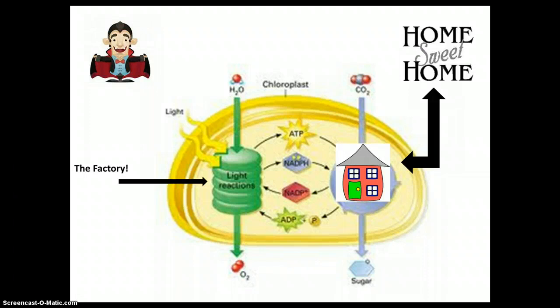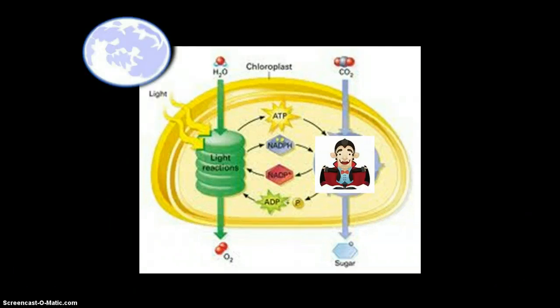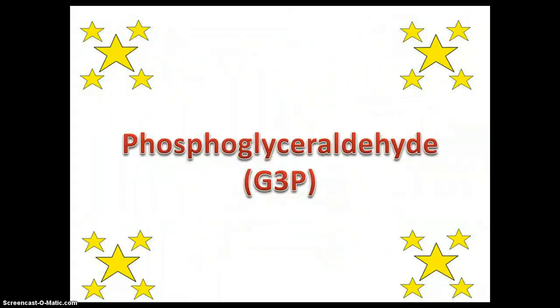Before Calvin can bake, he must first create the main ingredient that he will need. Because Calvin cannot come out during the day, he goes to the factory at night to capture the energy that the thylakoid factory has stored to make the one important ingredient he needs to bake. This ingredient is phosphoglyceraldehyde, also known as G3P.